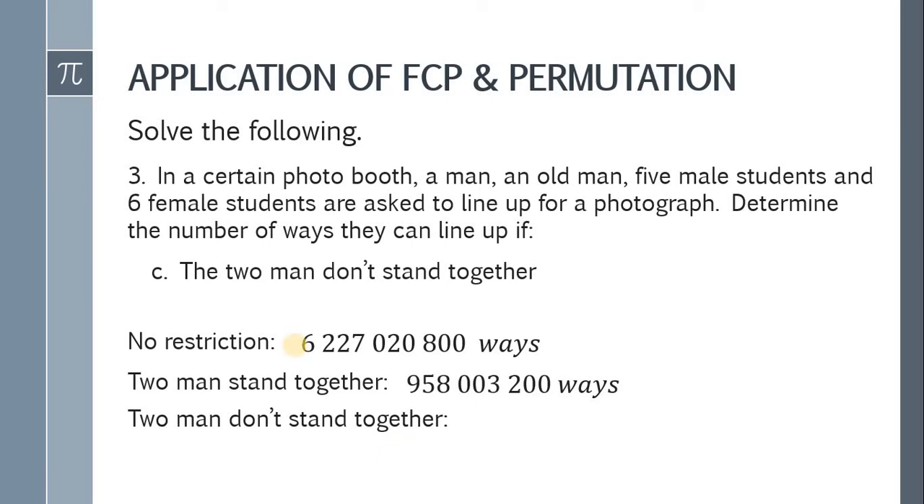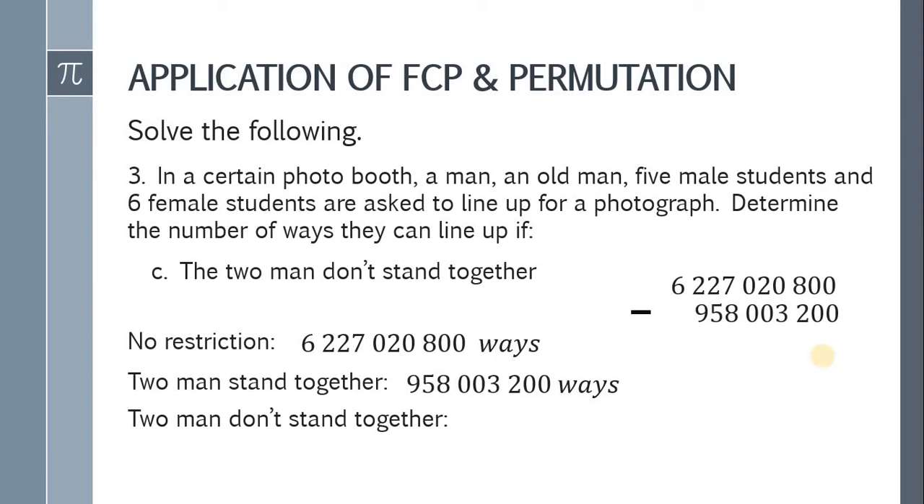Now, ang tanong, paano natin makukuha kung ilan yung arrangement kung saan yung dalawang man ay hindi magkatabi sa picture? Simple lang to. Meron na tayong total. Meron na tayong yung magkatabi sila. So, ito ay simple subtraction na lang. So, we have 6,227,020,800 minus yung magkatabi sila.